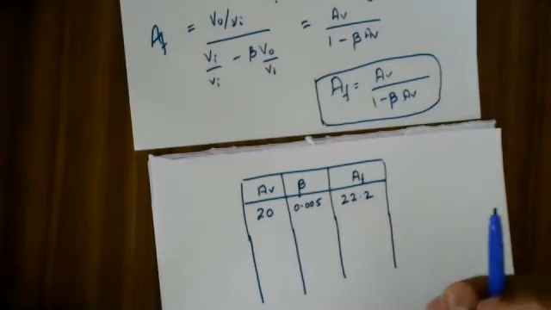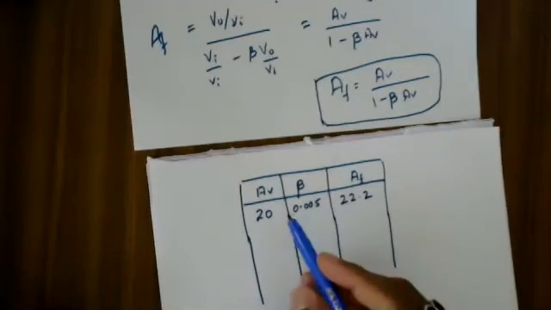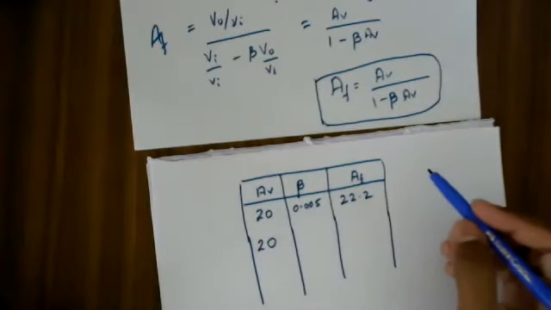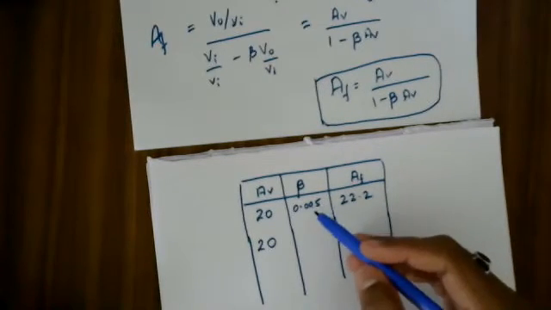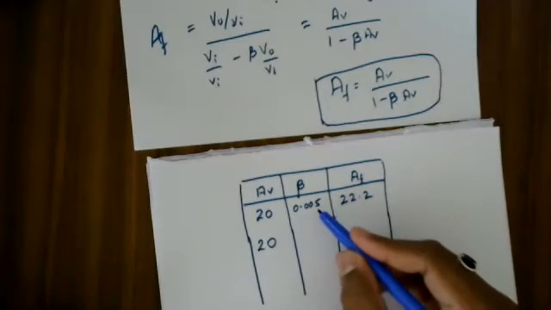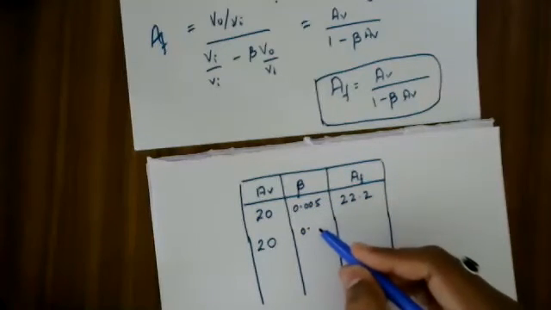22.2. Okay. So now what I will do, I will just keep the value of the gain of the circuit as 20. I'll not alter this. Instead, I'll increase the feedback. I'll increase the feedback from 0.005 to 0.04.